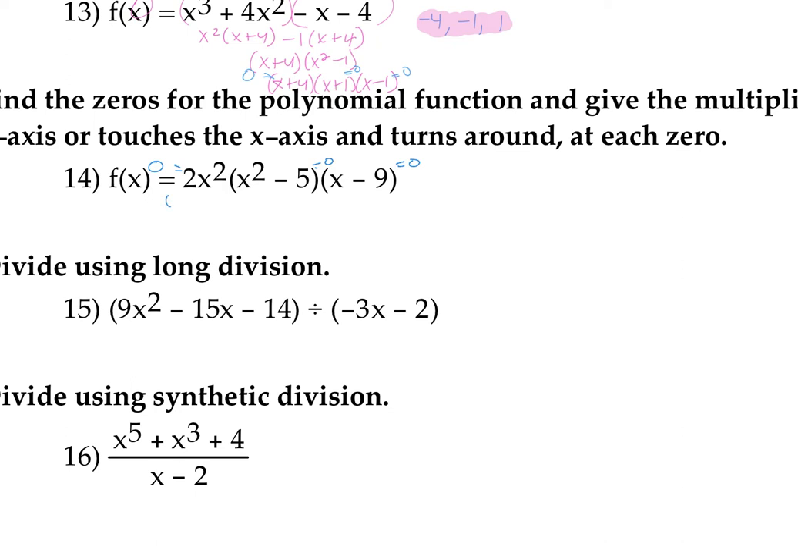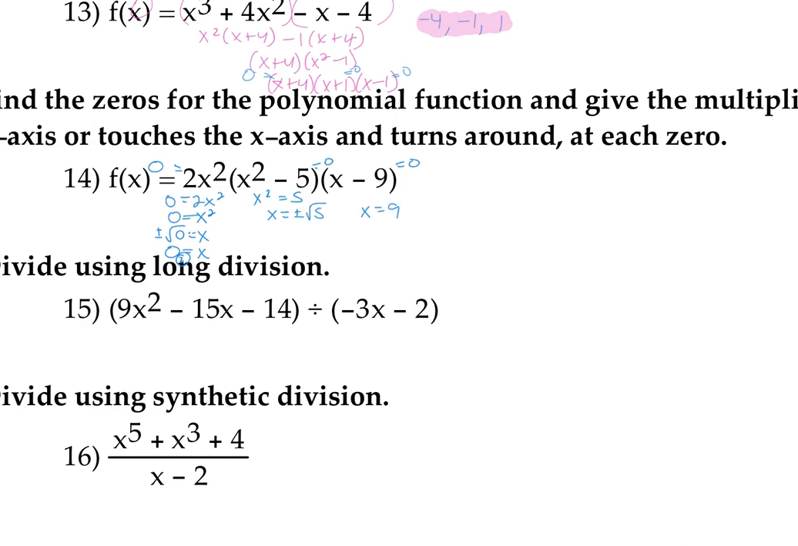If I had 0 equals 2x squared, I'd divide by 2. I'd still have x squared equals 0. I'd square root both sides, but it'd be a plus and minus square root 0, which means it's 0, but there are 2 of them. That's my multiplicity. Then I get x squared would equal 5. X would equal plus and minus the square root of 5. Each of those multiplicities would be 1.